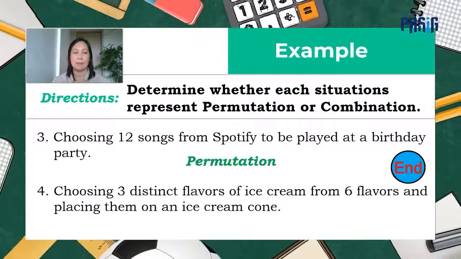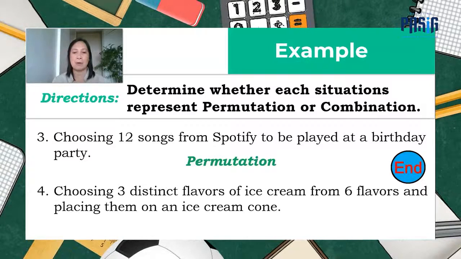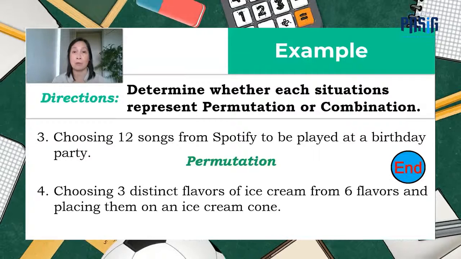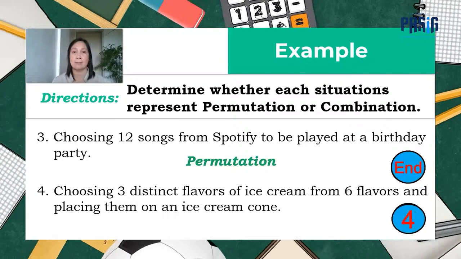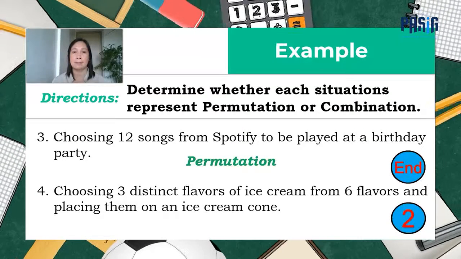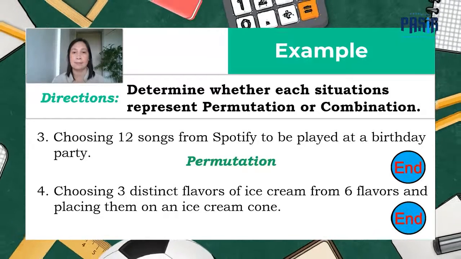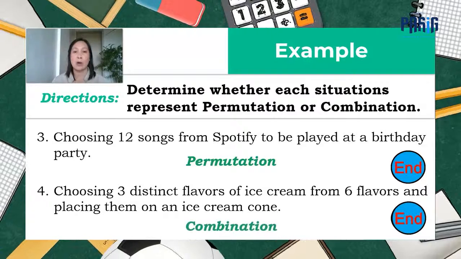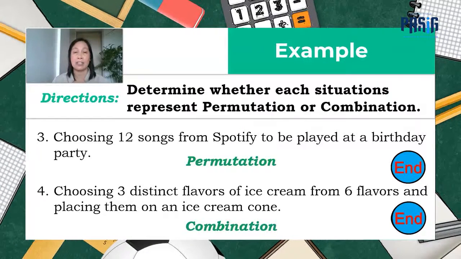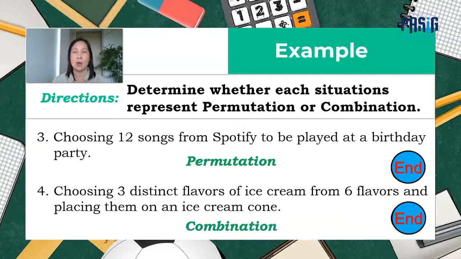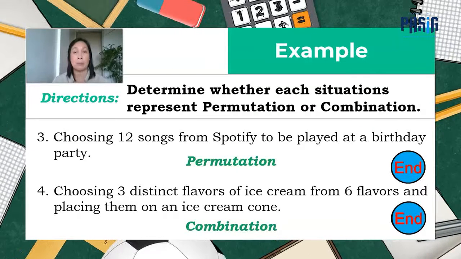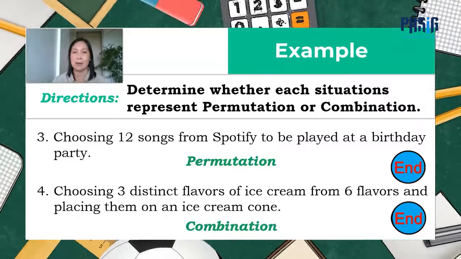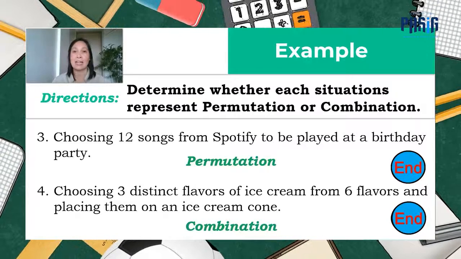Number 4. Choosing 3 distinct flavors of ice cream from 6 flavors and placing them on the ice cream cone. Five seconds. Excellent! It is combination. The order of the 3 ice cream flavors is not important since all of the flavors will be put on the ice cream cone. So the arrangement is not important. So it is combination.